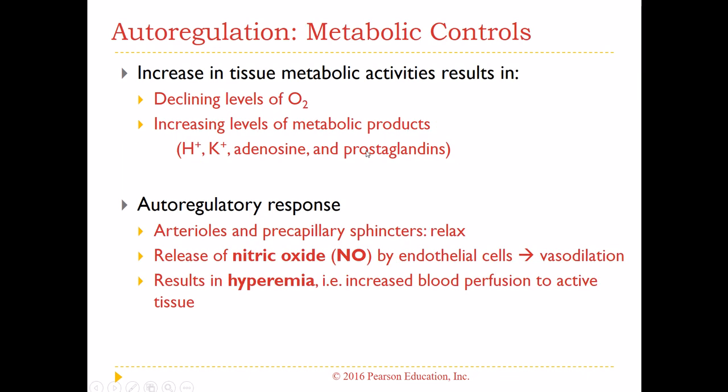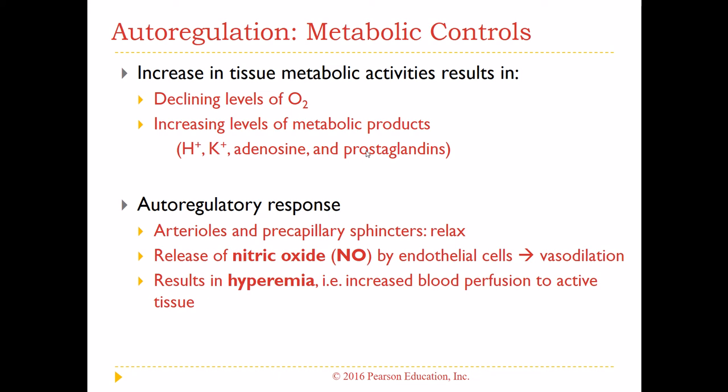Okay, so let's look at the metabolic controls first. So when you have an active tissue, you're using up your oxygen, so your levels of oxygen become less. Your levels of carbon dioxide and all these different metabolites that are a result from all these biochemical reactions that take place in the body, especially when the body is active, things like prostaglandins, hydrogen ions, adenosine nucleotides, all these various metabolites, their levels will increase because they're waste products, right? And so all of these things indicate an active tissue.